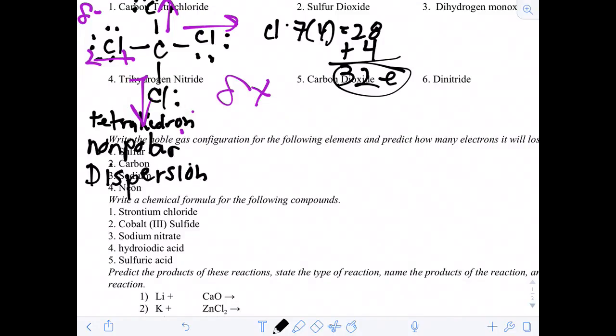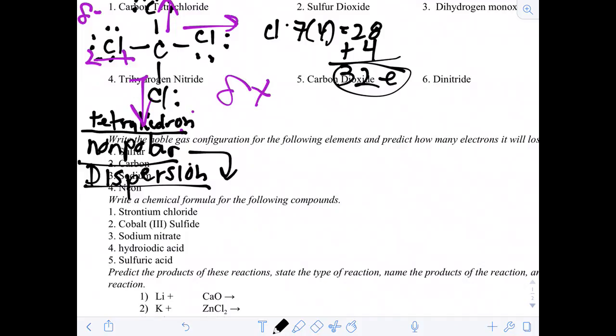All right, so this is a tetrahedron. It's nonpolar, and therefore there's no real good force of attraction between these molecules. It's just dispersion. So would you expect this to be a solid at room temperature? No. It would not be a solid.